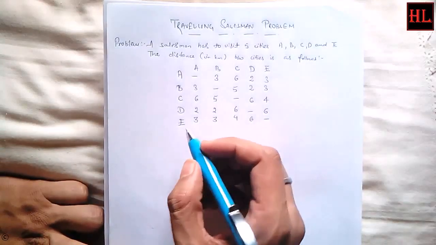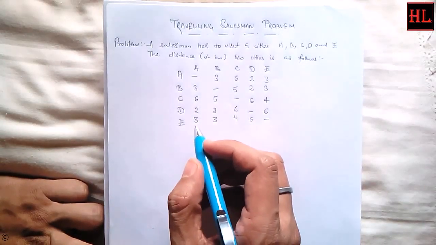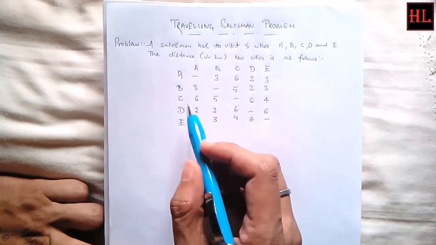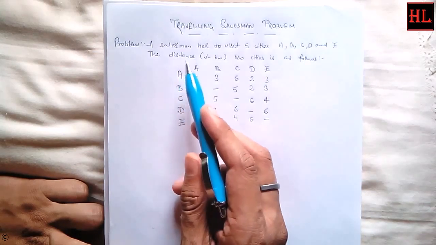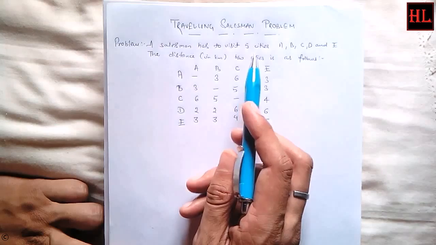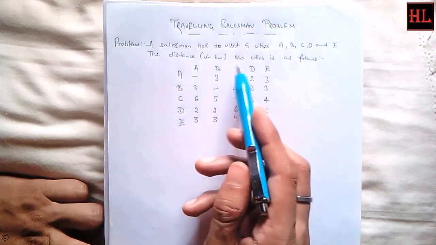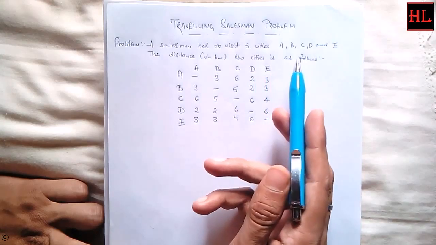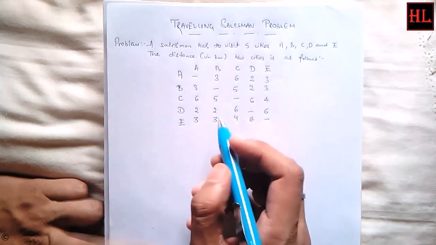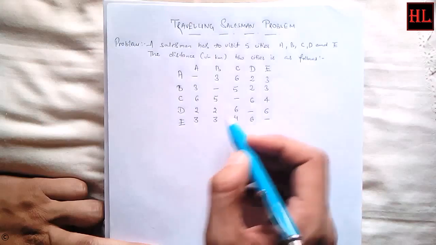Hello friends, in this video we'll learn how to solve a traveling salesman problem, and in the problem statement you can see that a salesman has to visit 5 cities A, B, C, D and E, and the distance between the cities is as follows, and it is given in the form of a matrix.